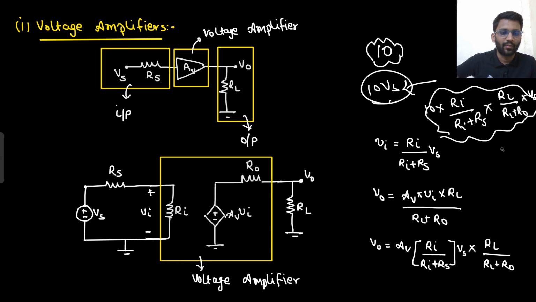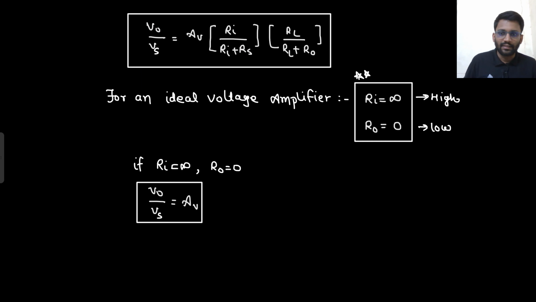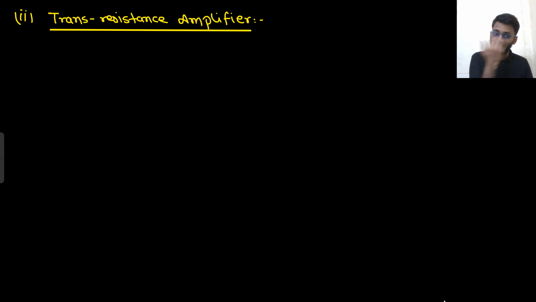What is the next amplifier in our series? That is transresistance amplifier. What do you mean by transresistance amplifier? What is resistance? Resistance is voltage by current, right? So output will be voltage and input will be current. Voltage by current. So input will be current. Now, okay, let's make it.